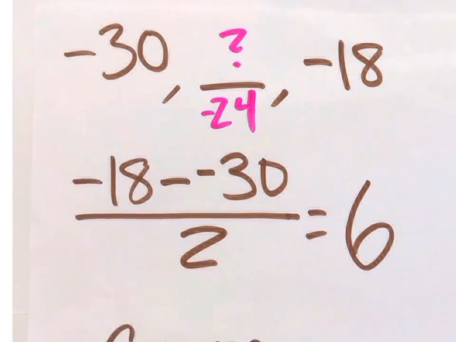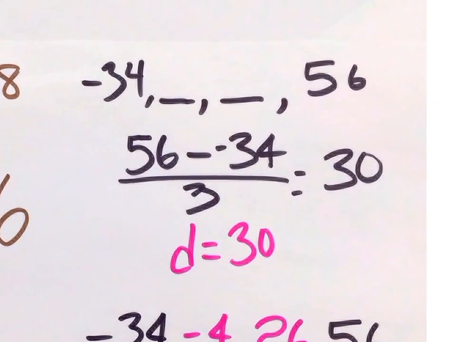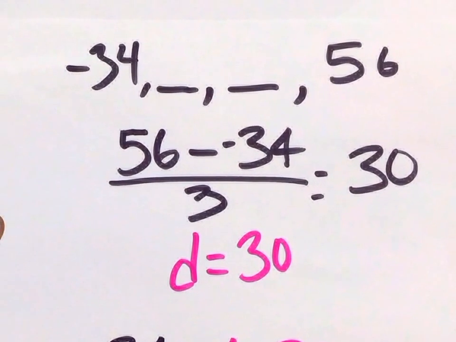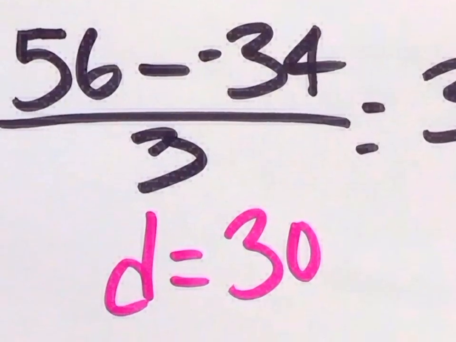Let's review one more. Let's pretend we've got a sequence with 4 terms. We've got negative 34, and it concludes with positive 56. We can do 56 minus negative 34, divided by 3. There are 3 spaces, and that's going to give us 30. The common difference between these terms is 30.